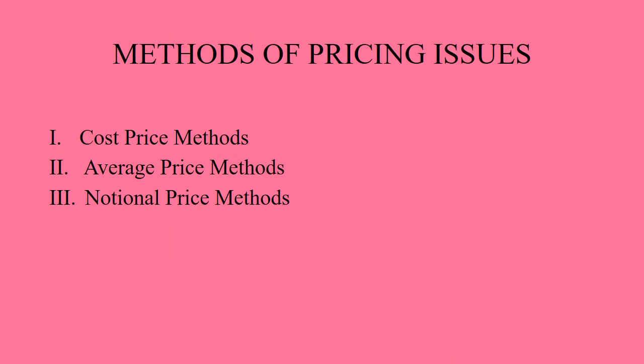On a broad category, the methods of pricing issues include cost price methods, average price methods, and notional price methods. Cost price method, as the name suggests, is the actual cost price of the material. Average price method involves taking the average price of the stock. Notional price is based on different notions. We will look into the details of each of these pricing methods.